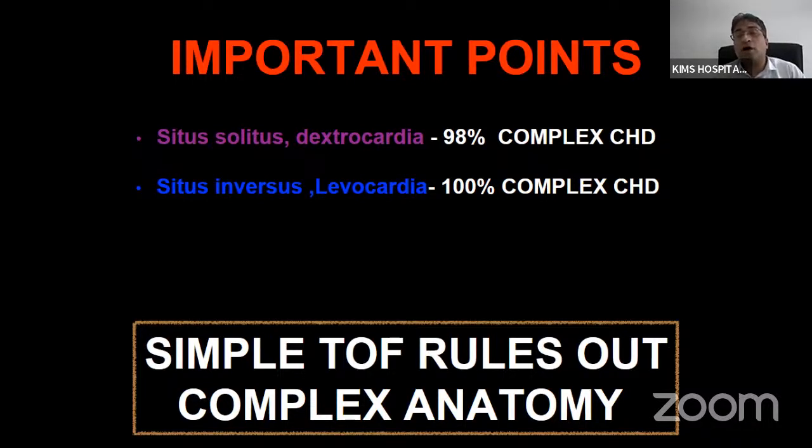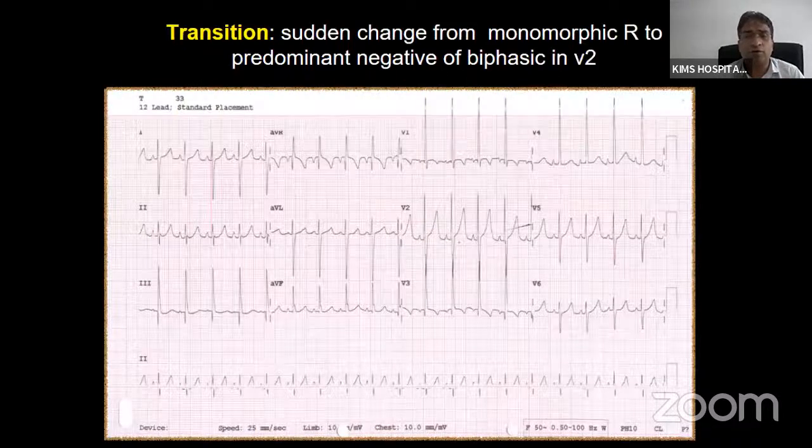That means the heart and abdominal organs are not going hand in hand. Then there is a 98% chance of complex CHD. In the same way, for situs inversus, there should be levocardia and there should be dextrocardia. But when, in the presence of situs inversus, levocardia is there, that means 100% complex CHD. So that means simple TOF or simple heart disease or cyanotic disease will be ruled out.